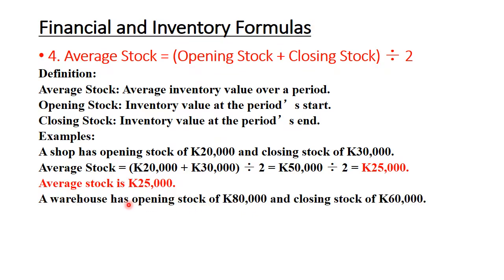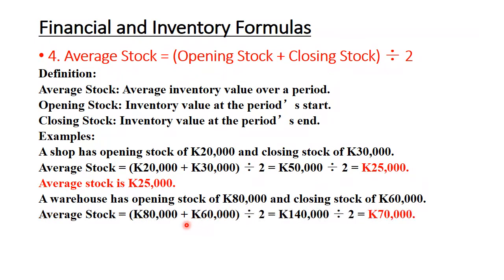Example, a warehouse has opening stock of 80,000 and closing stock of 60,000. What is the average stock? So average stock is 80,000 plus 60,000 divided by 2. 80 plus 60, use a calculator. It's 140,000. Do you know that a calculator is allowed in commerce? Maybe most don't, but it is allowed. Yeah, so 140,000 divided by 2, it is 70,000. But even without a calculator, these are simple calculations, right?